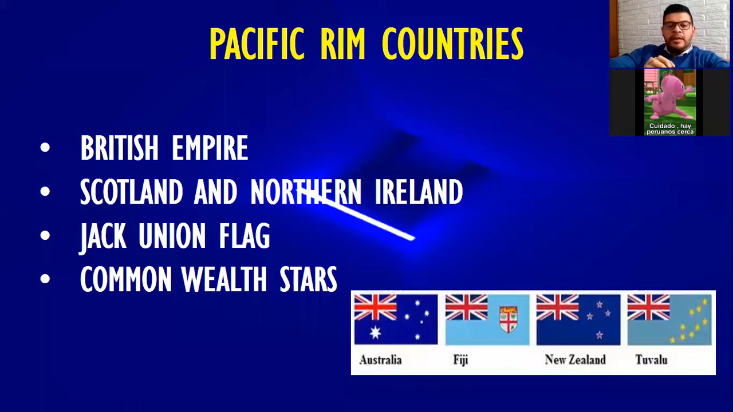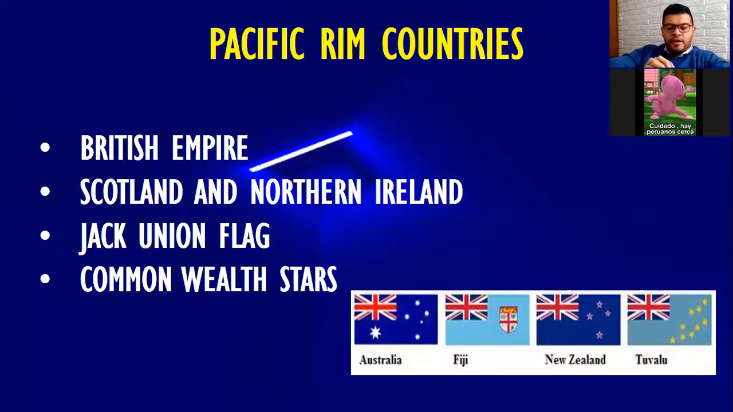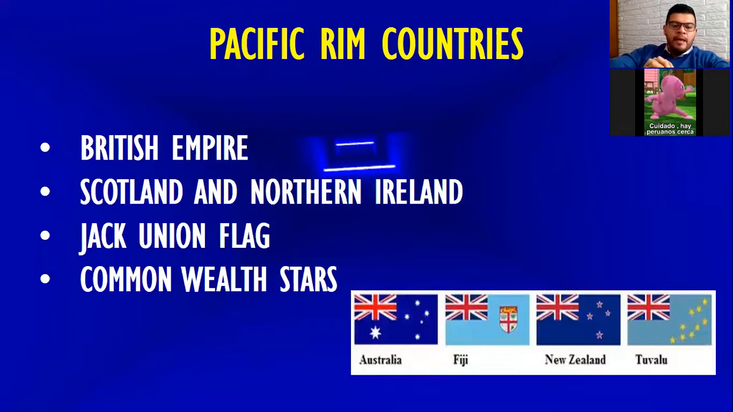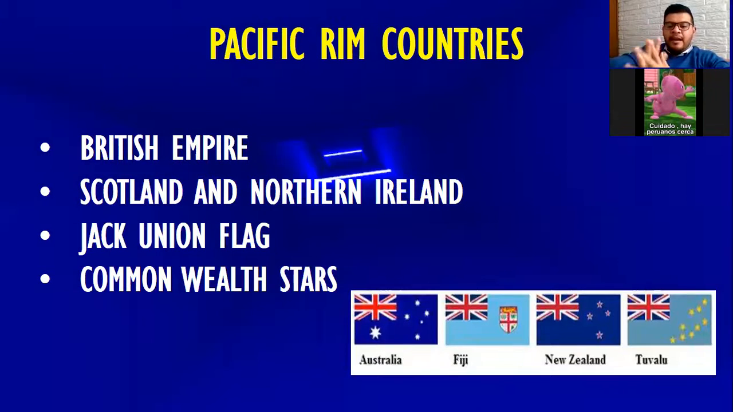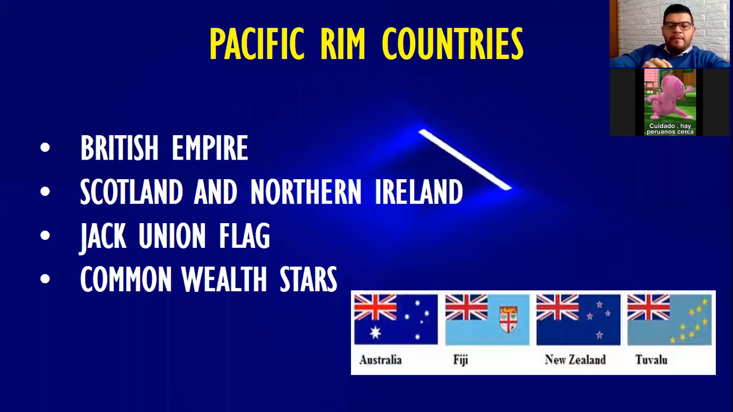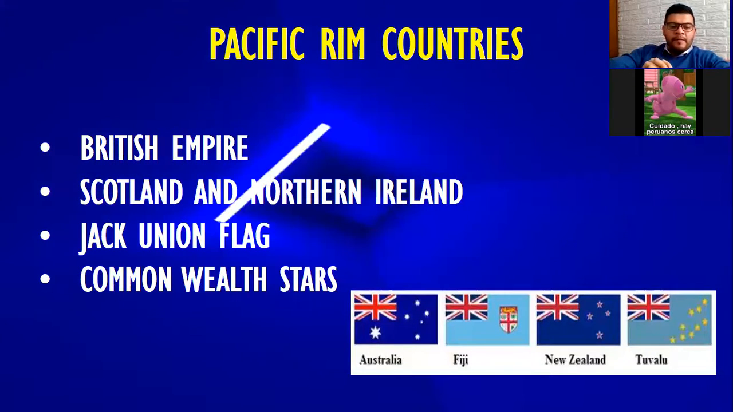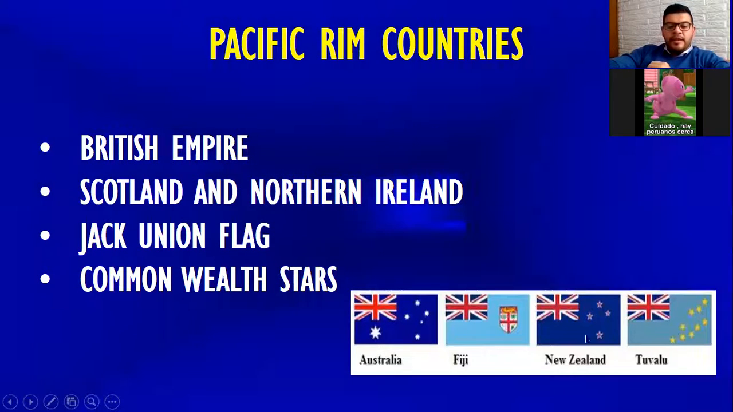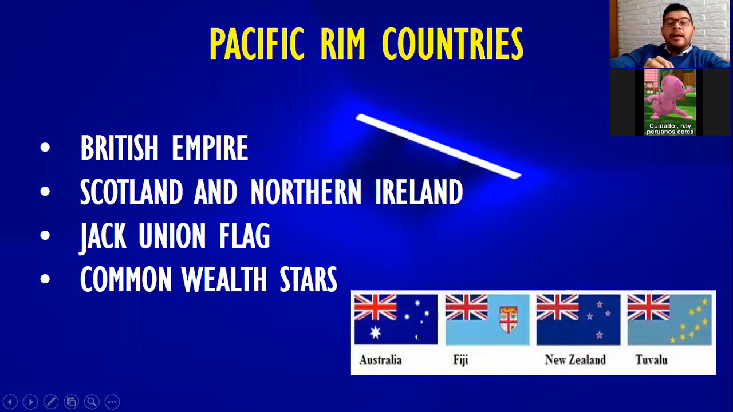Because if you see the English flag, it's just a cross, and the Scottish flag is just a cross, but in a different position. But what these flags have in common is the British Empire flag in the corner of the flag. And also they have some stars because they are stars that represent the Commonwealth.